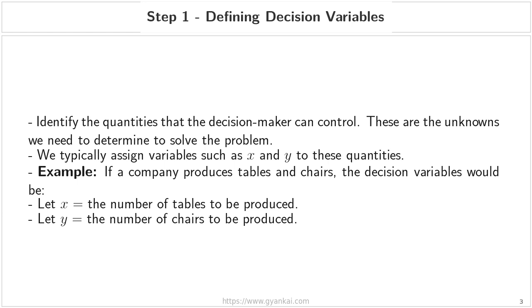To make this concrete, let's look at a quick example. Imagine a company that produces 2 items, tables and chairs. In this scenario, the decision variables would be, let x represent the number of tables to be produced, and let y represent the number of chairs to be produced. Now that we understand that formulation is about translating words into math, let's dive into the very first step of this process. Once we have defined these variables, we can move on to the next step, which is ensuring our model stays grounded in reality.